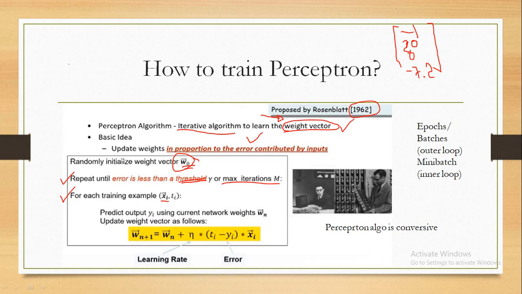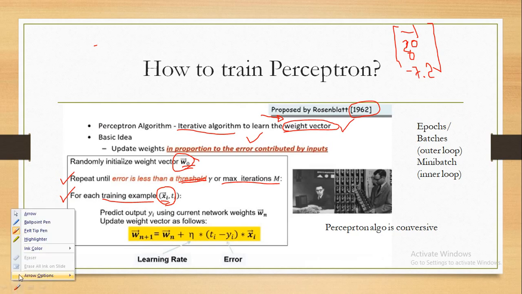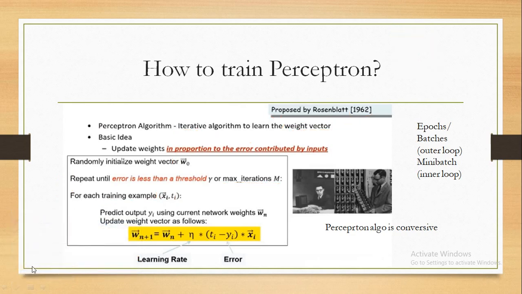So for each training example, say you have 100 records in your training dataset, you fetch one of them. The bar on top means it's a vector. Why is it a vector? It has all the feature values. If your dataset has 10 feature values, then xi is a vector of size 10. In the iris dataset, it's a vector of size 4.